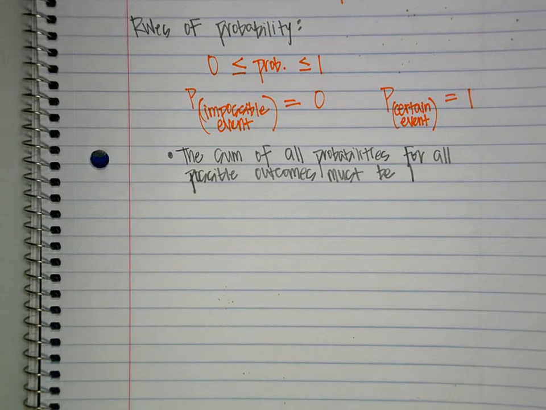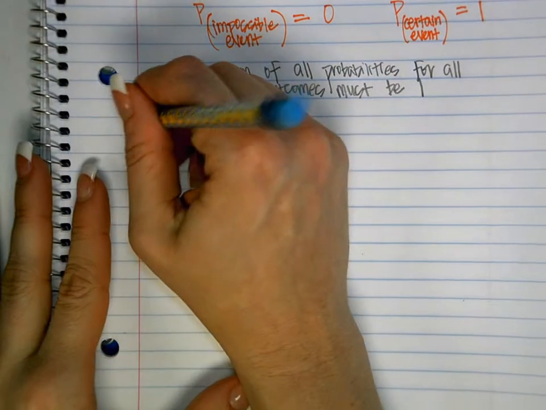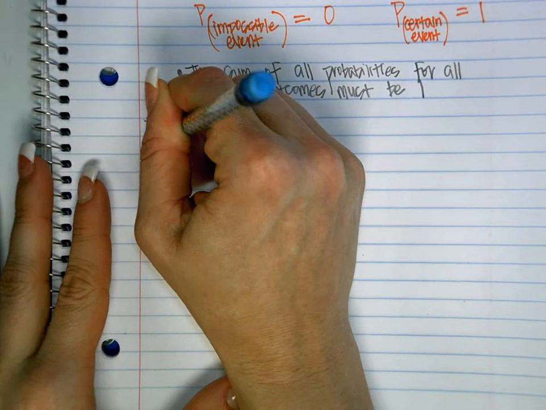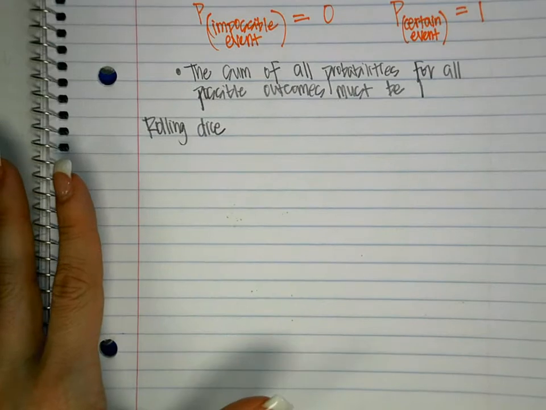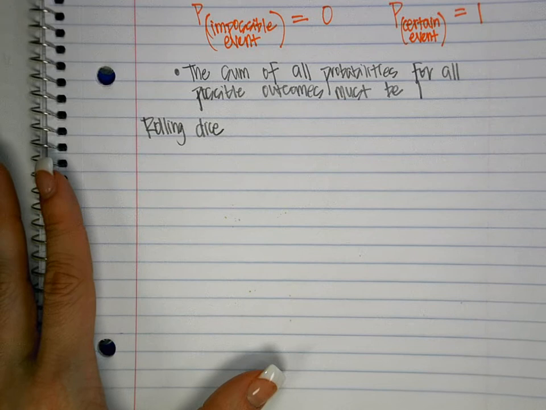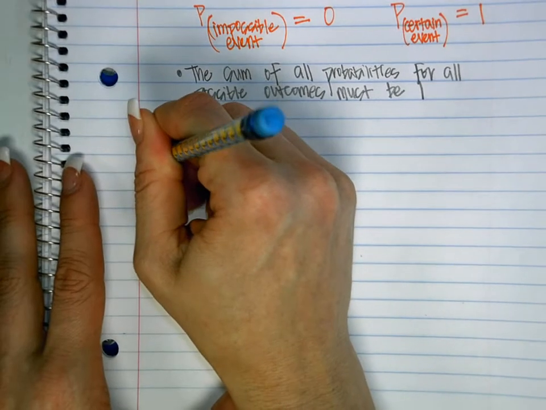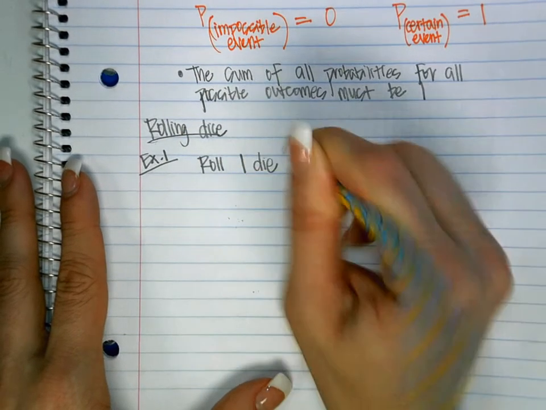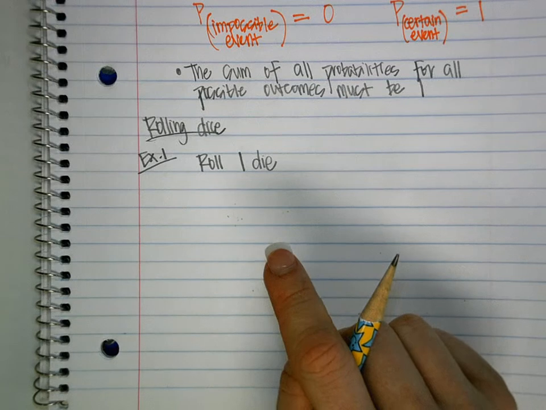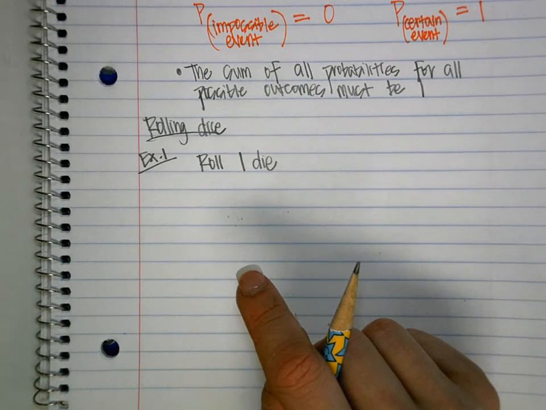So, first thing we're going to go over is rolling dice. We're going to go over a couple different scenarios. The first one is rolling dice. If you just roll 1 die, the plural is dice, so 2 are called dice, 1 is called a die.